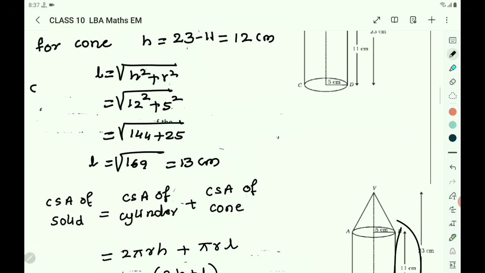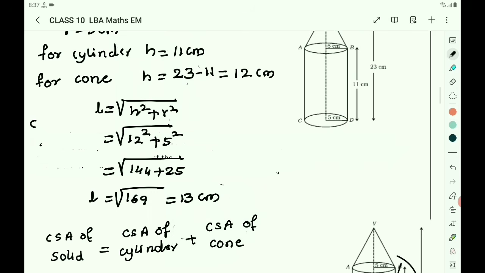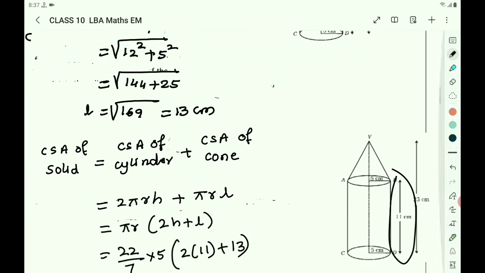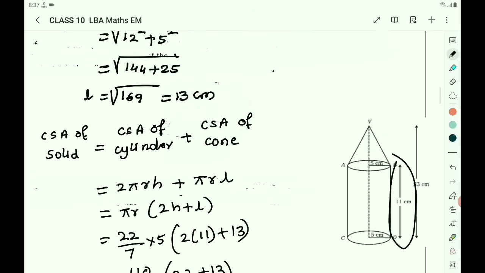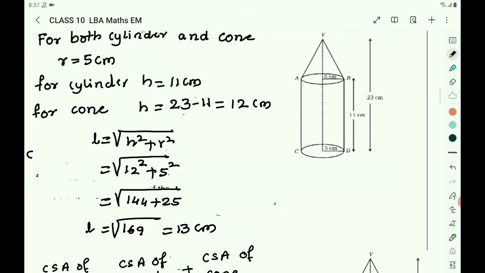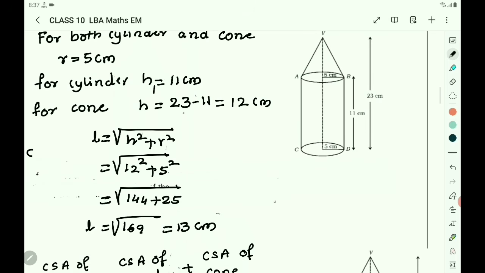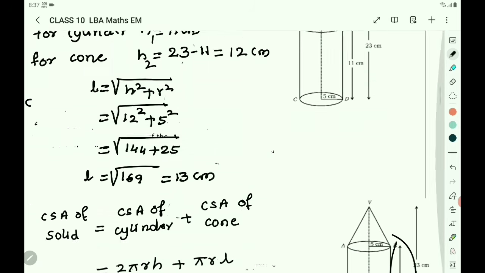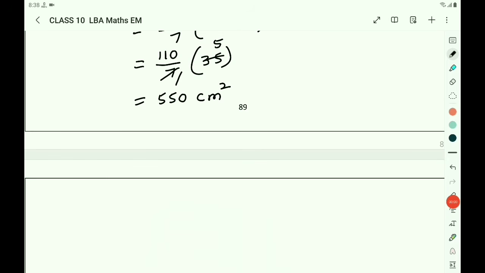Next, to find the volume of the solid is equals to what? Volume of the cylinder plus volume of the cone. To find the volume, h are required. The formula for the volume of the cylinder is pi r square h, and the formula for the volume of the cone is 1 by 3 pi r square h. Here h are different, so let us take h1 and h2. Then you write the formula.